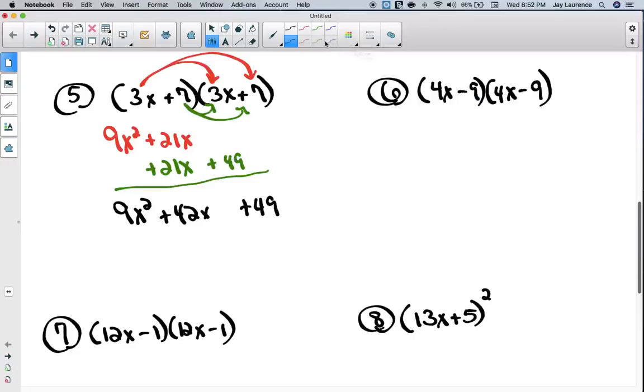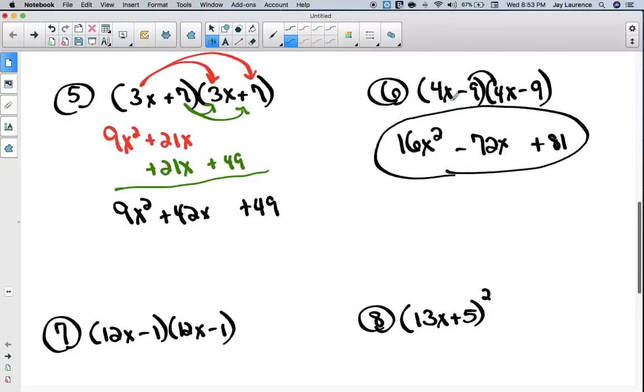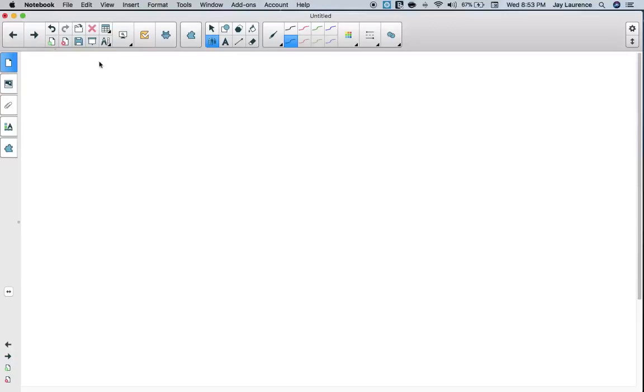So let's take a look at number 6 here. I'm going to do it the quick way, and you see if you can tell me how I did it. All right? So I'm going to get a 16x squared. I know I'm going to get a positive 81, and then I'm going to get a negative 72x. Bam! What the heck just happened?